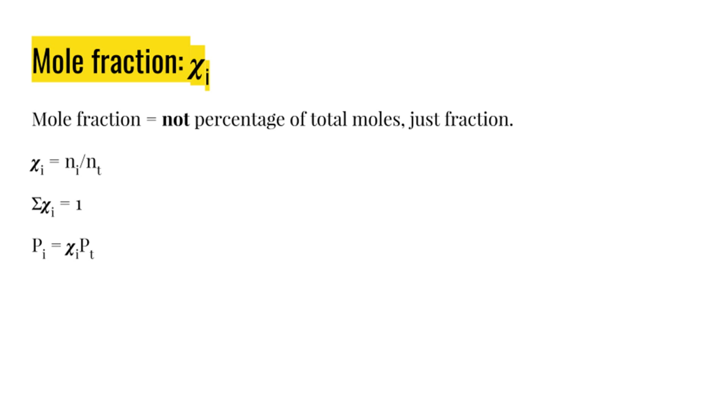So sigma chi i means we're adding up all the individual mole fractions. Okay? You add them all together, you should get 1. That's what that second line means. Okay, and now we're going to look at our third line where we combine mole fraction and pressure.